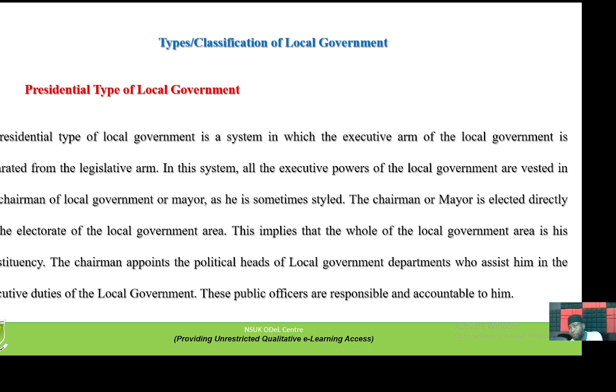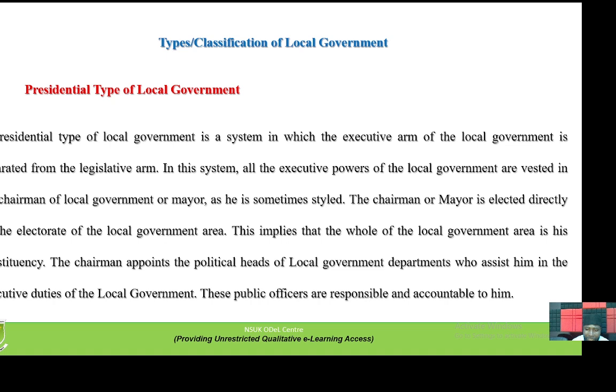On the presidential type of local government system, this is a local government system in which the executive arm of local government is separated from the legislative arm. In this system, all executive powers of the local government are vested in the chairman, just like the presidential system of government, where the president has absolute power. The power of the government is vested in the president. So, this system of government that is carved from the presidential system of government, we call it a presidential system of local government.